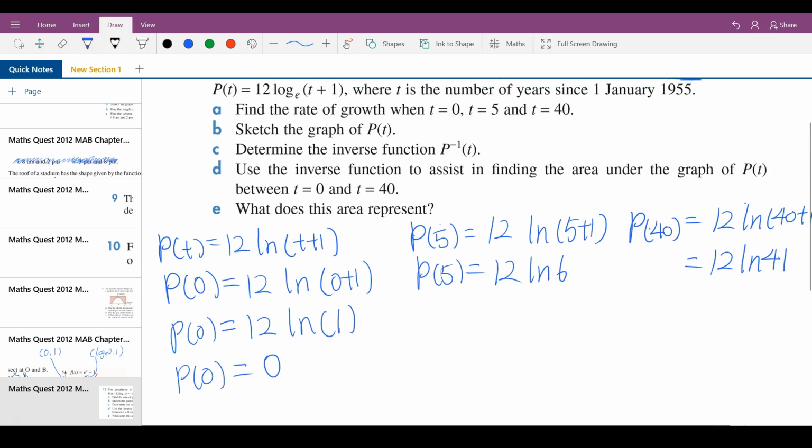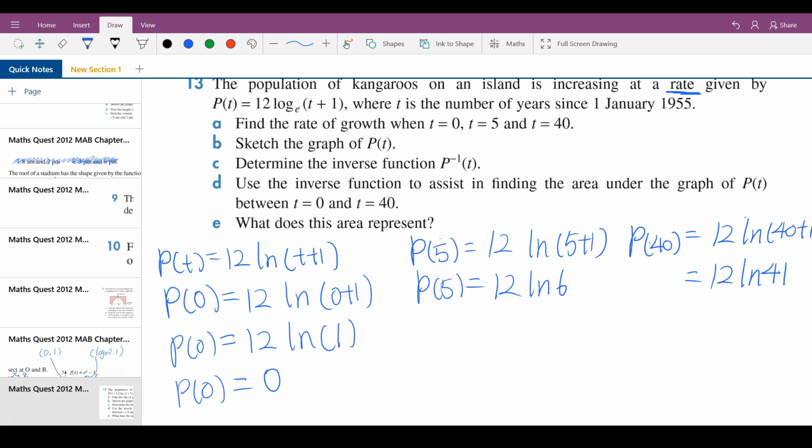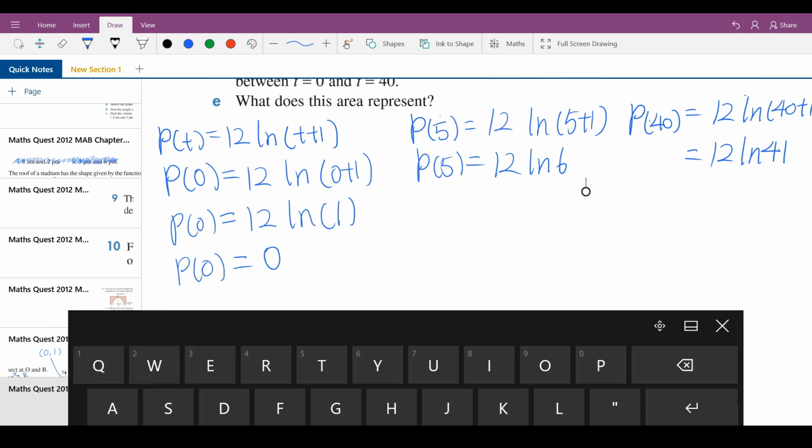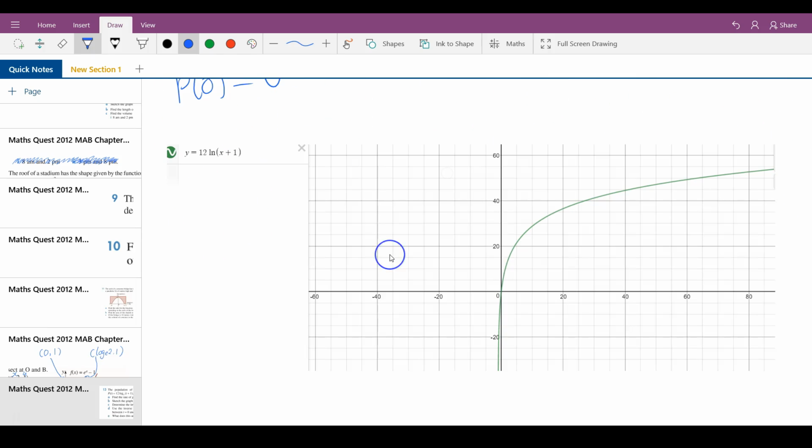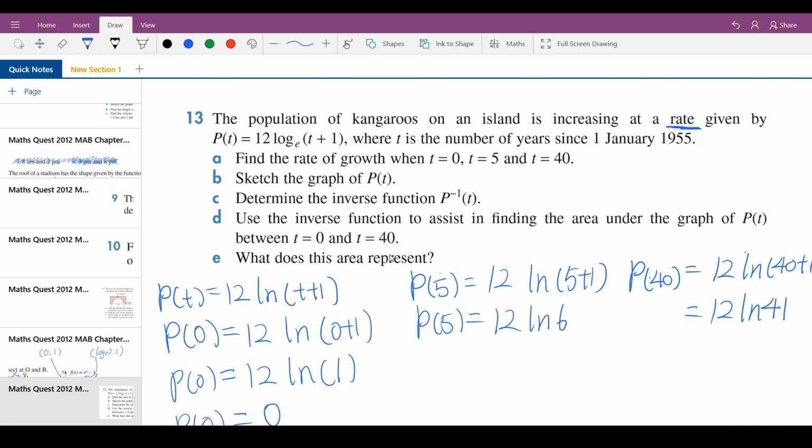Okay, next question. Sketch the graph of P as a function of t. Alright, well, let me go to decimals. Oops, not you. Boom, there it is. So that's the graph, 12 ln of x plus 1. Okie dokie. Let's go to question C.